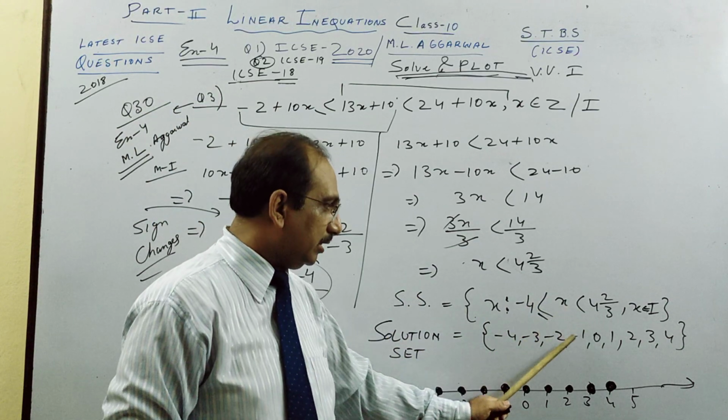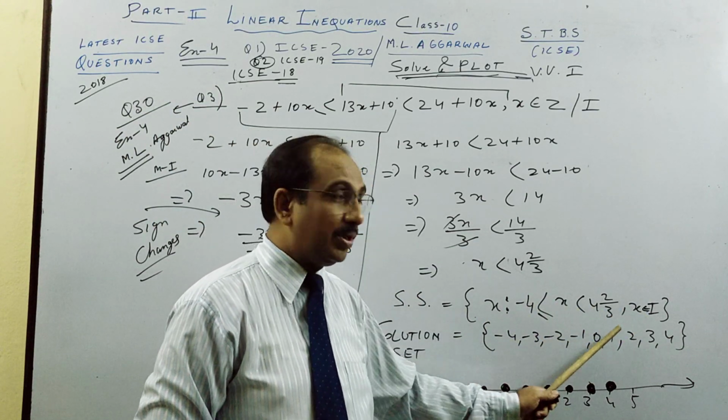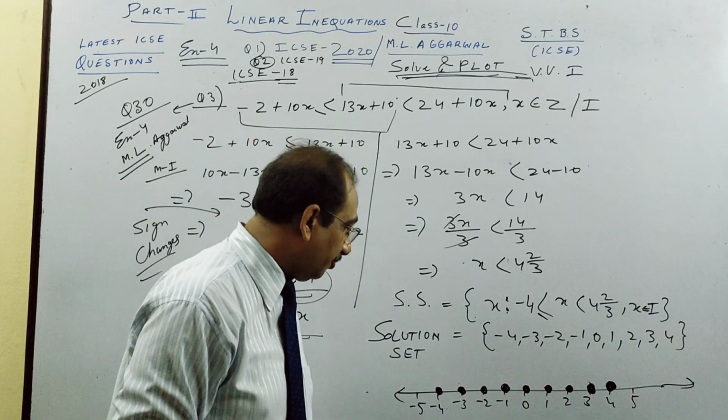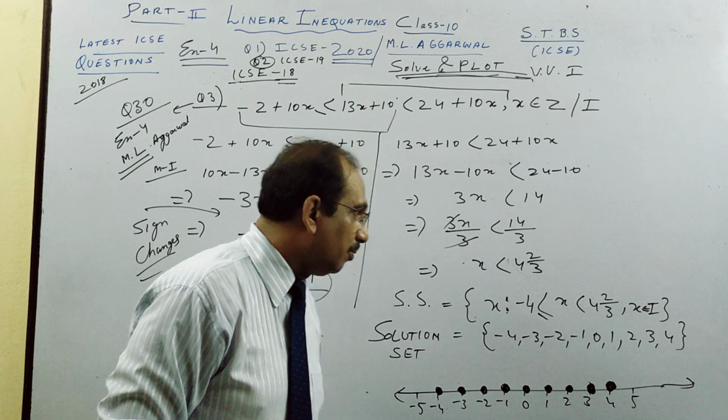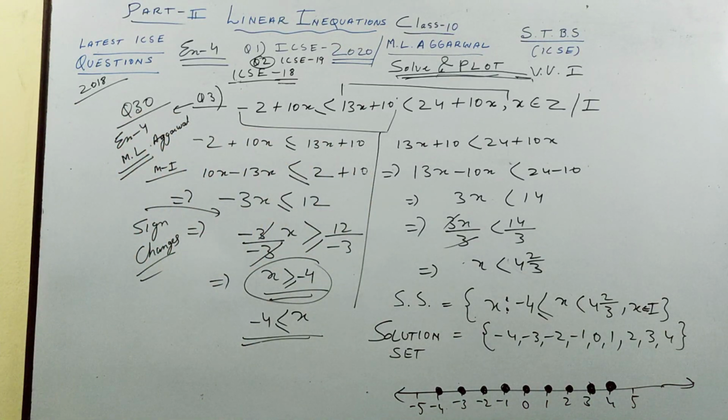This is set builder, this is in roster because this is integer. You can write in roster form, as I told you. Real number you cannot write in roster form or tabular form. And this is how we plot. So pause your video and copy, then I move to the last question.